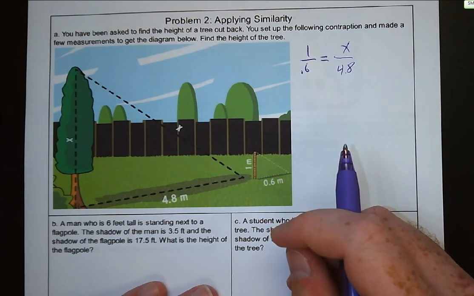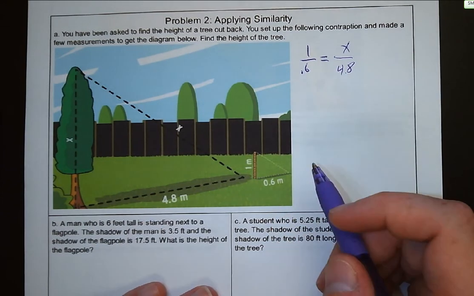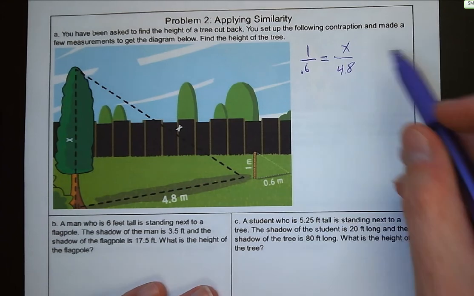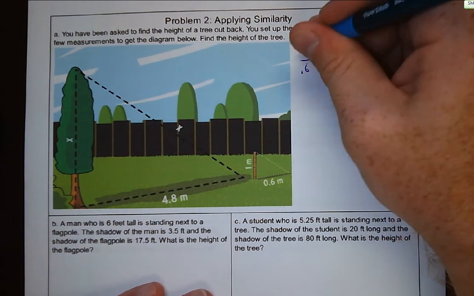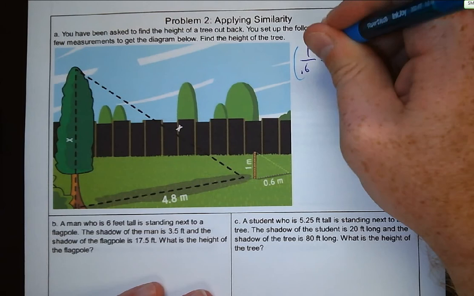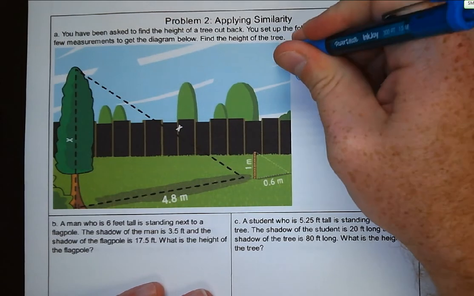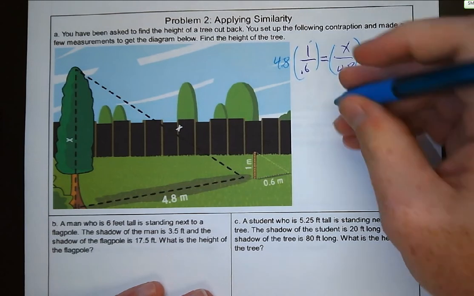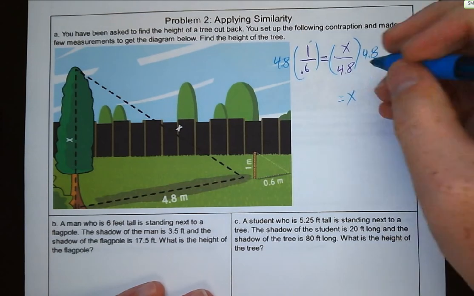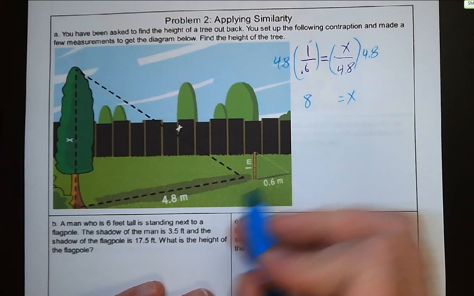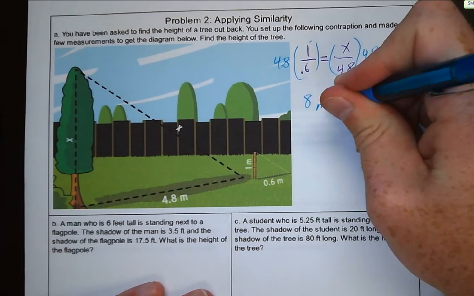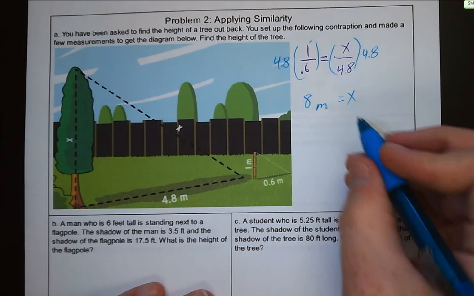Okay. And now we are going to multiply. So we need to multiply both sides of our equation by 4.8 to get our x all by itself. So x is going to equal 8, and our unit is meters.